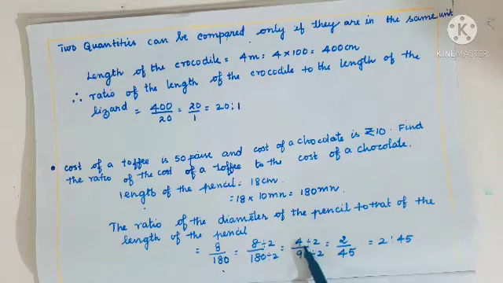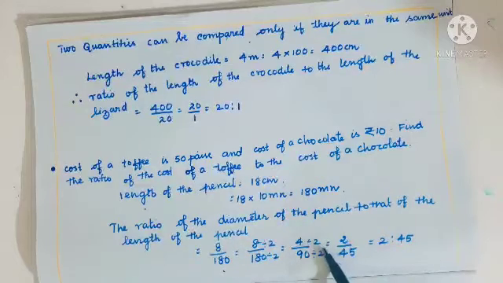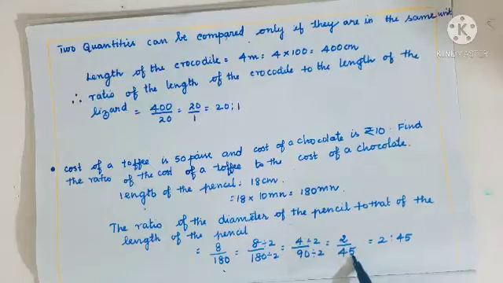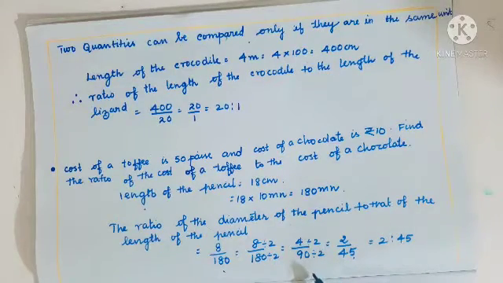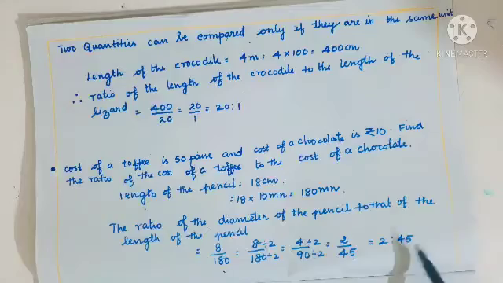So what you get? Positively you will get 2 4s are 8, 2 9s are 18, put the 0, 90. Again you divide it by 2. So you get what? 2 2s are 4, 2 45s are 90. So the ratio is 2 is to 45.